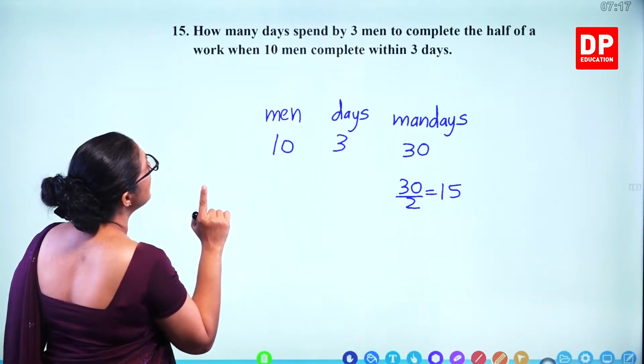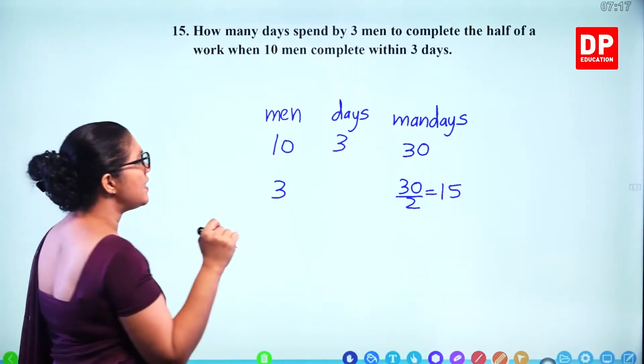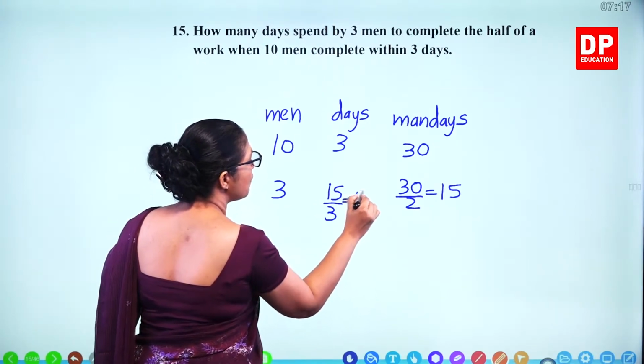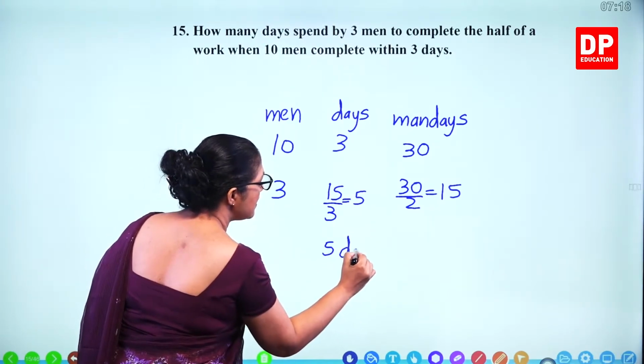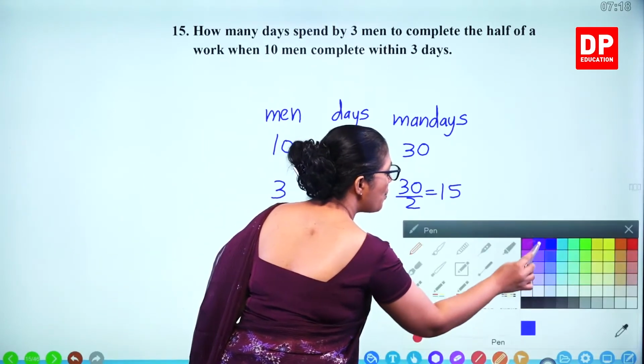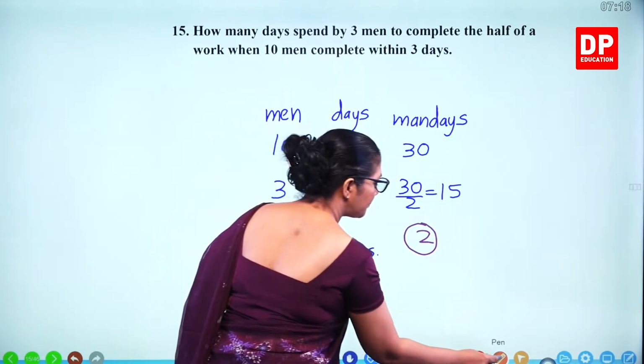How many men are there now? 3. So we need to calculate how many days are needed. 15 divided by 3, that's 5. 5 days are needed to complete half of the work for 3 men. 2 marks.